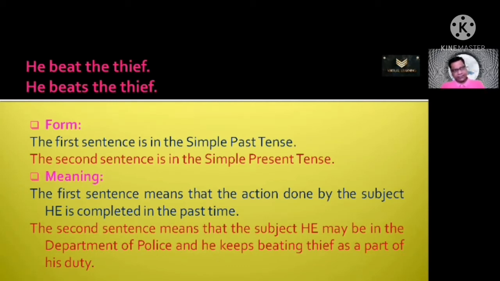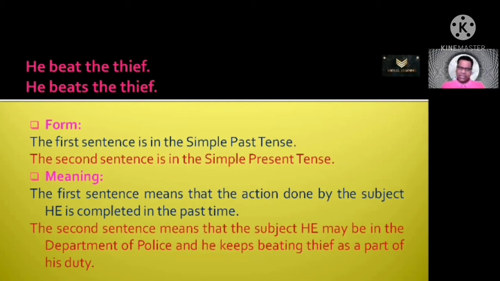So here, the first sentence is in simple past tense, whereas the second sentence is in the simple present tense, because he is the subject, third person singular number. And if you are writing or saying something in the simple present, you simply apply S or ES suffix to the main verb in the simple present tense. And that's why you can simply say, he beats the thief. So this sentence is in simple present tense because the main verb has come with S form. And that is possible only in the simple present tense.